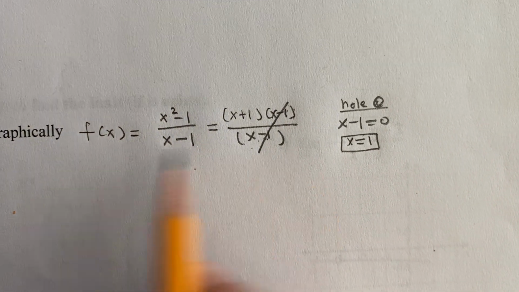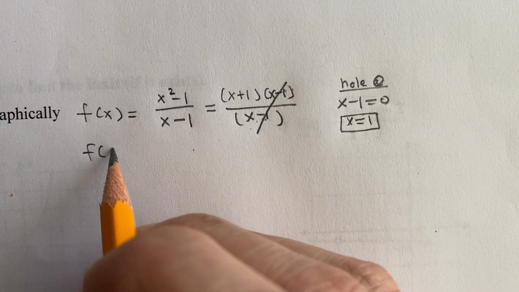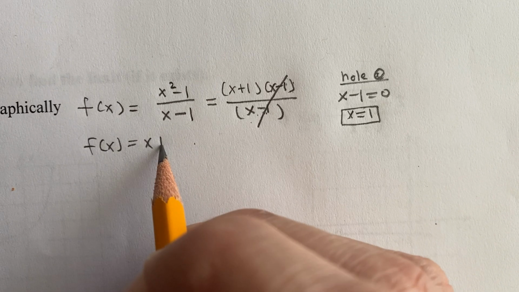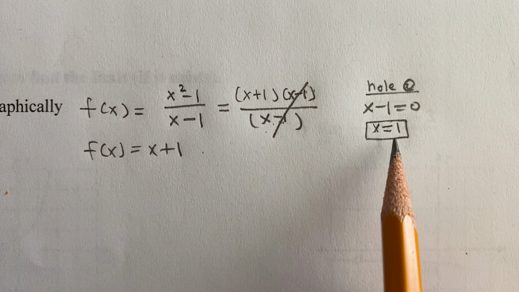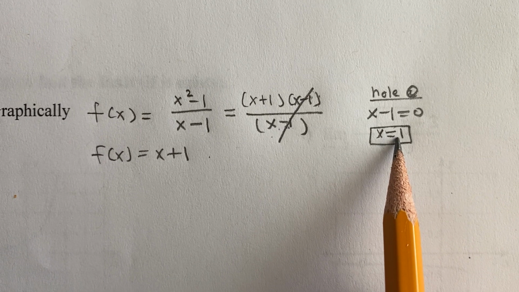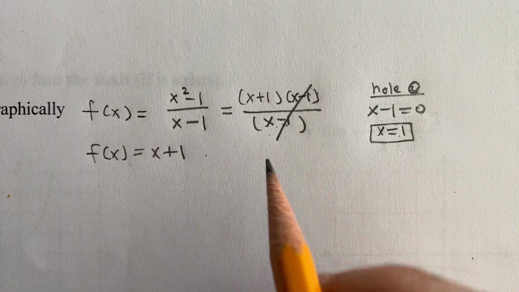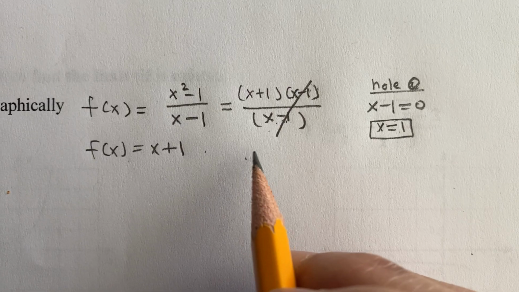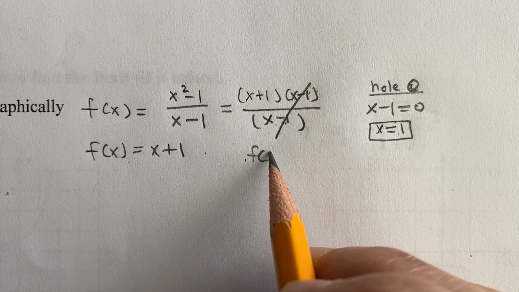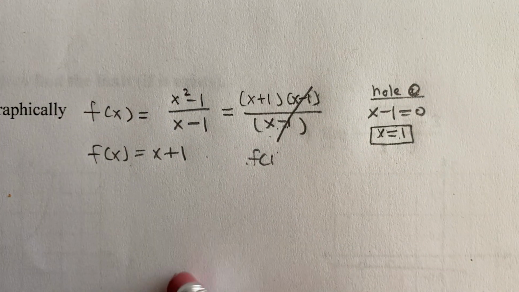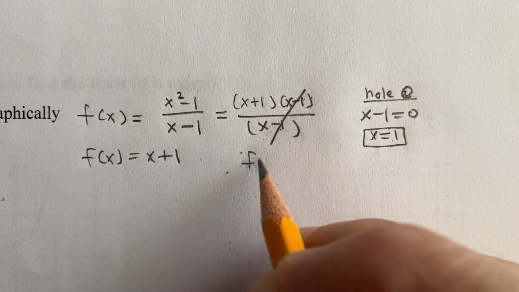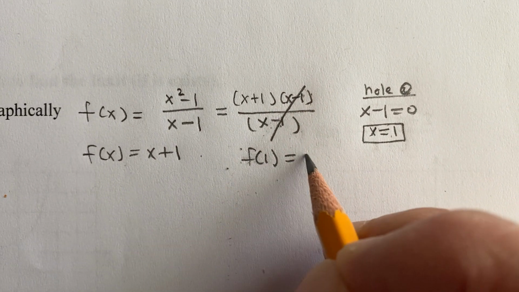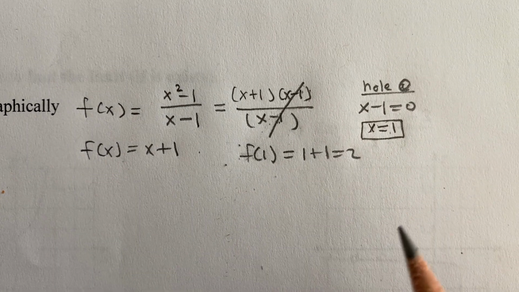Going back to the original function, my f of x is now x plus 1. To get the y value of the hole, remember the procedure: you plug the x value of the hole into the simplified function. f of 1 is equal to 1 plus 1, which is 2.